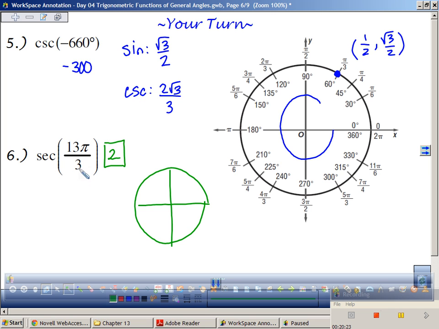So 13 pi over 3, how many times does 3 go around? 4 times? So 4 pi plus how many left over? Pi over 3. That's our reference angle right here. So pi over 3 is right here, which is 1/2, comma, root 3 over 2. We're talking secant. Secant coincides with cosine or x, which is 1/2. Therefore, secant would be 2.